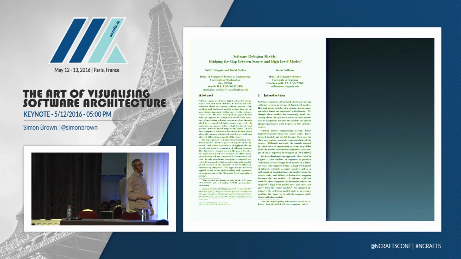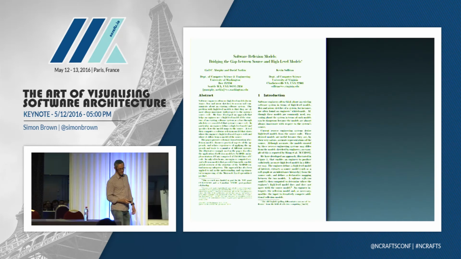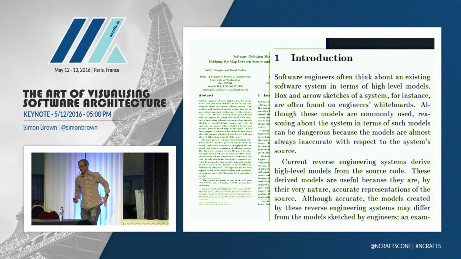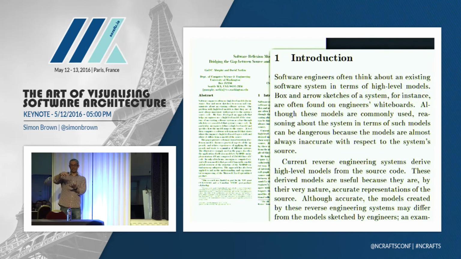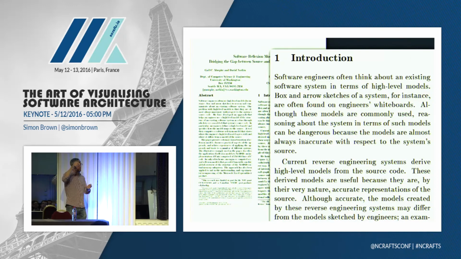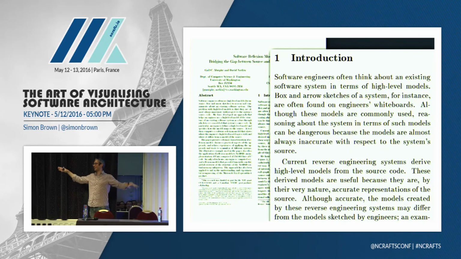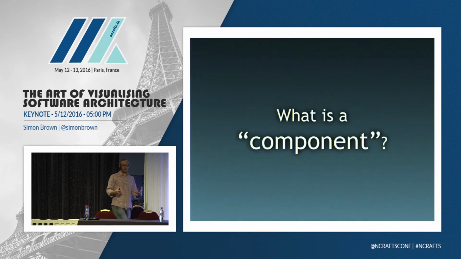This is not a new problem. This is a paper from 1995, I think. Bridging the gap between source and high-level models. In the first 2 paragraphs, it basically says, if you go to a team and ask an engineer to draw you a diagram of the system, they'll draw you a really nice high-level picture, probably modules, components, layers, whatever. If you reverse engineer a picture automatically from the code base, you'll get a really, really low-level accurate picture, but the automatically generated picture will not match the mental model that the engineer has. They're two totally different worlds. It's the model-code gap again.